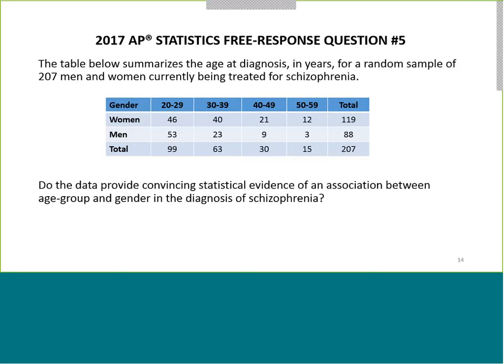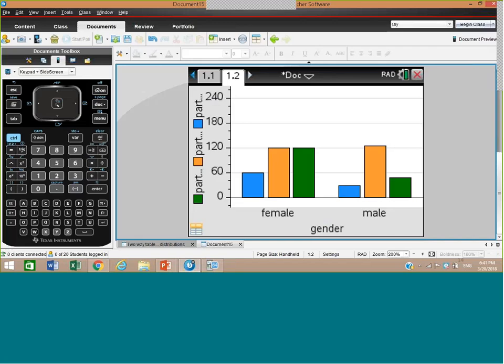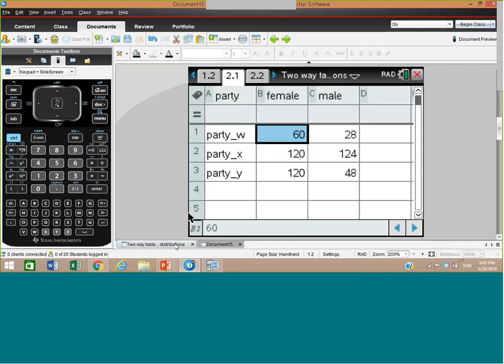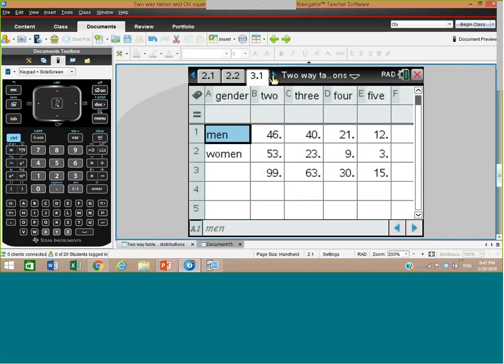Right. So what we thought we might look at first is a tabular approach, and I've already got the table built to save us a little time, but there aren't any technology skills we haven't already talked about. Here's that same table built into an Nspire document, and to make things simpler, instead of 20s, I said 2. So this column represents the people diagnosed in their 20s. Column C is people diagnosed in their 30s, then 40s, and 50s. And here we just have the raw counts of men and women along with the column totals.